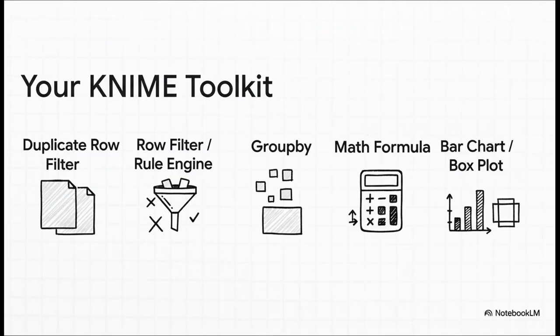And to do this, you're not going in empty-handed. You've got a whole KNIME toolkit. You'll use things like the duplicate row filter to spot double payments, the row filter to flag huge transactions or weird weekend activity. You can summarize data with group by, assign risk scores, and then visualize everything with charts. This is your arsenal for the fraud hunt.